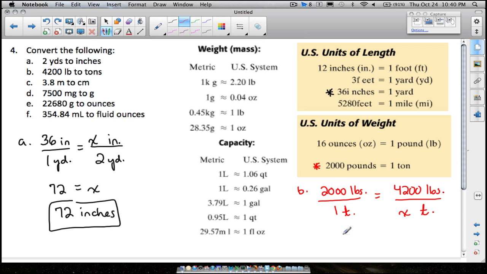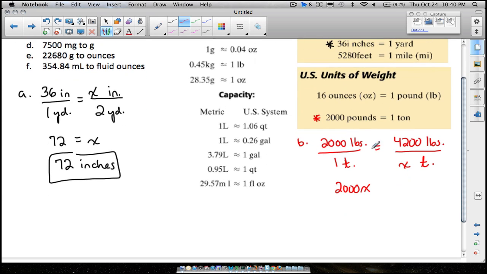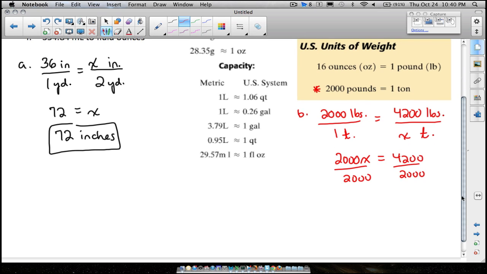2,000 times X is 2,000X. And then cross multiplying here, 1 times 4,200 is 4,200. And let's divide by 2,000. So therefore, when you take 4,200 divided by 2,000, you end up with X equal to 2.1.